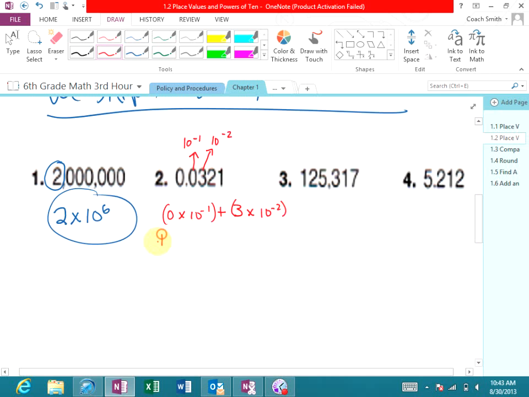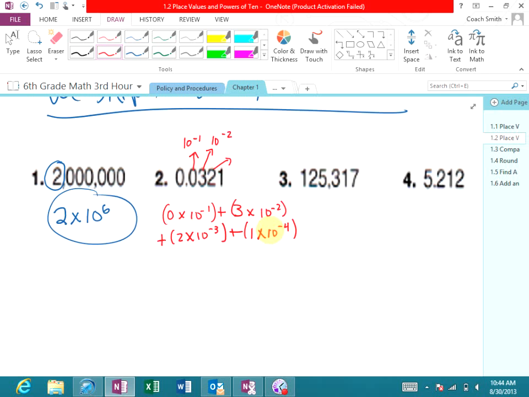Plus, I'm just moving it underneath it so I don't get over the other one. This would be which power? 10 to the what? Negative third power. So that would be 2 times 10 to the negative third power. Plus the last one, which is 1 times 10 to the negative fourth power. Okay? And that's how you write that number in expanded form with exponents.